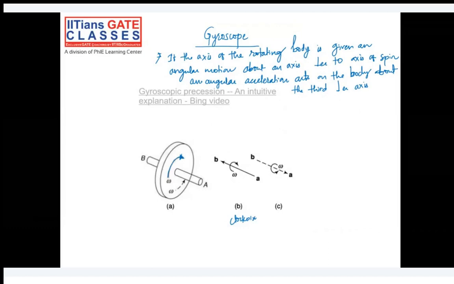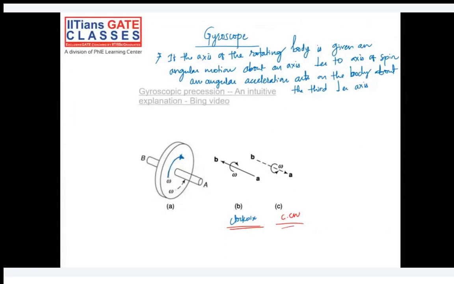If the arrow indicates the direction of the thumb, then the rest of the fingers show the direction of rotation of the disc. So if it is rotating counterclockwise, the arrow will be from B to A. Counterclockwise. Are you following till this? Are you getting how we are using the right hand thumb rule?